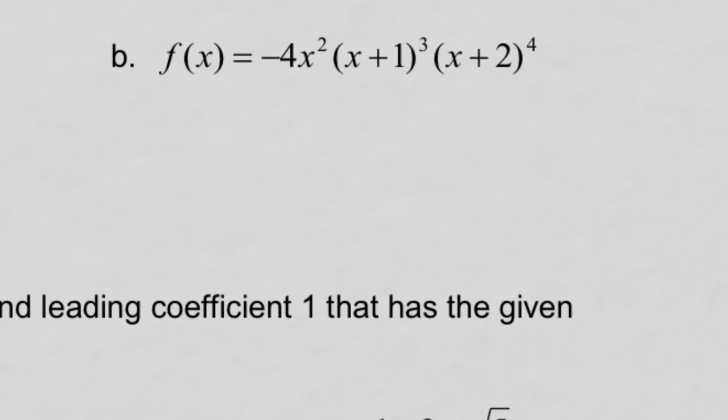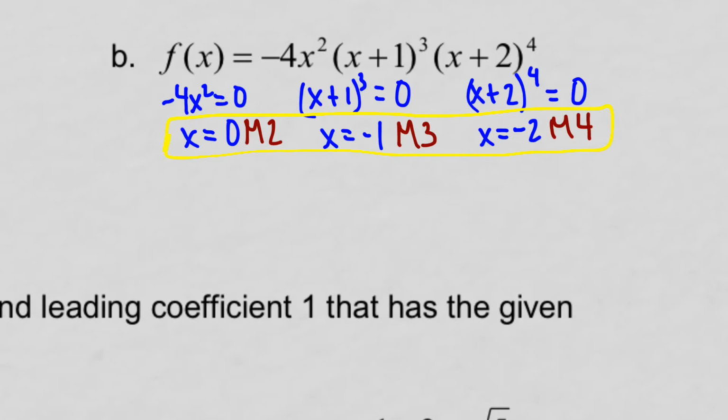Alright, I'm going to let you guys work on B. So go ahead and try it out on your own. Figure out what the zeros are and what their multiplicities are. And then come back and see the answer. Go ahead and pause the video. Alright, here you go. These are the correct solutions.